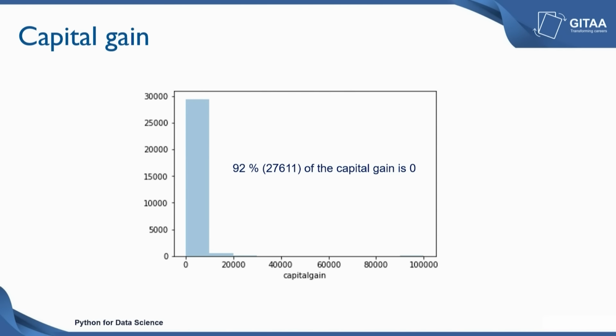So, that means 92% of the capital gain is 0, which corresponds to 27,611 observations, and only 8% of the people have gained something from selling their asset or have gained profit out of their investment. So, this could be one of the important variables to classify the individual salary status. So, let us see whether capital gain is an important variable when we build the model.